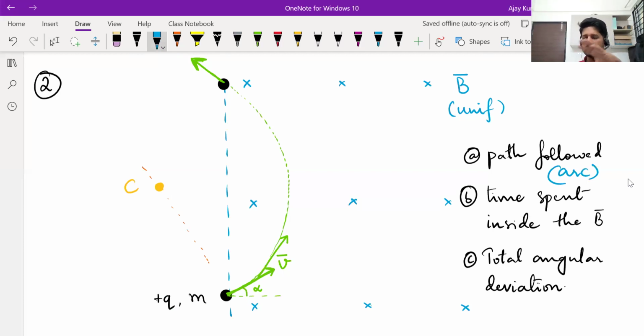Now you need to find out the time it spends inside the magnetic field. We know the speed with which it entered. The speed was v. And we know what the particle is doing inside the magnetic field. We should find out the time it takes to go from here to here. Can any of you tell me an idea?